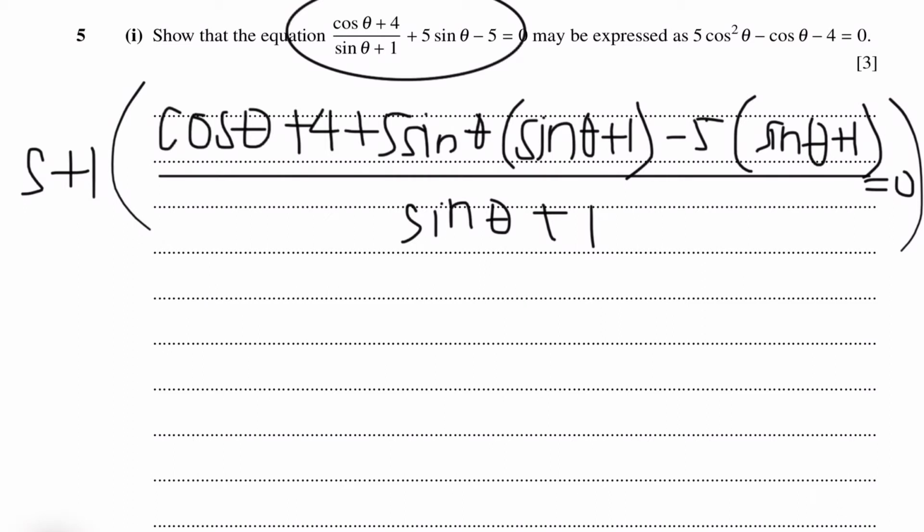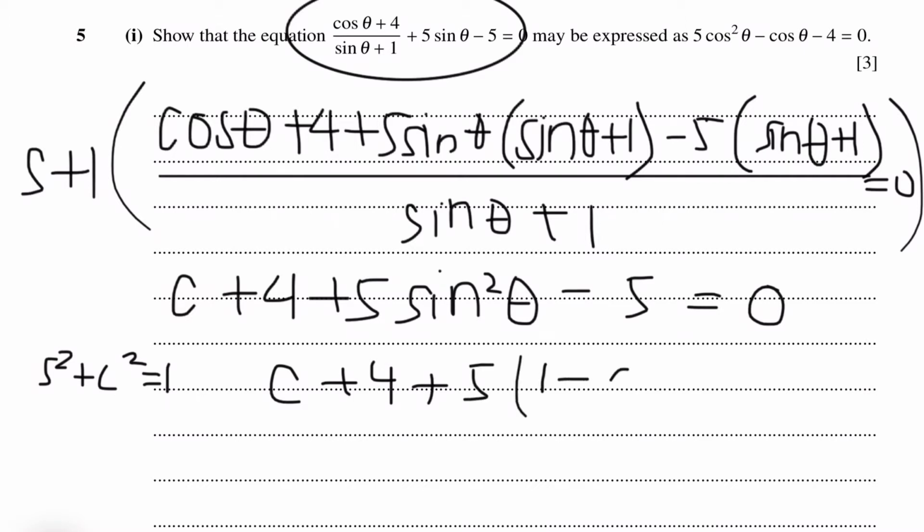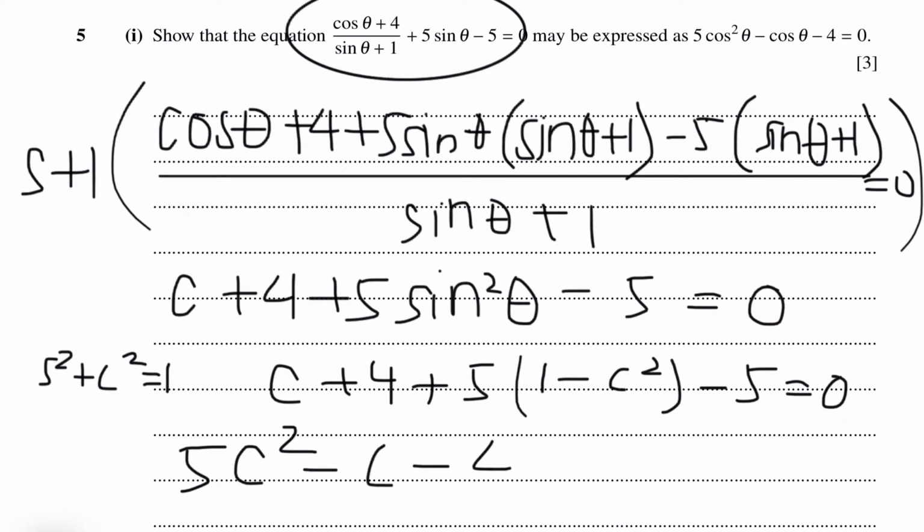That will give me cosine theta plus 4 plus 5 sine squared theta minus 5 is equal to 0. Now I will change sine squared theta into 1 minus cosine squared theta, because sine squared plus cosine squared is equal to 1. So cosine plus 4 plus 5 in parentheses 1 minus c squared, minus 5 is equal to 0. And my final equation will be 5c squared minus c minus 4 equal to 0, which is the equation shown in the question.